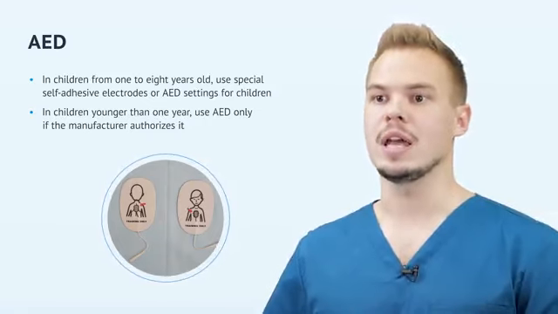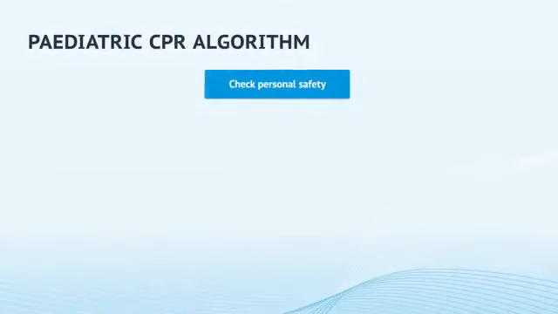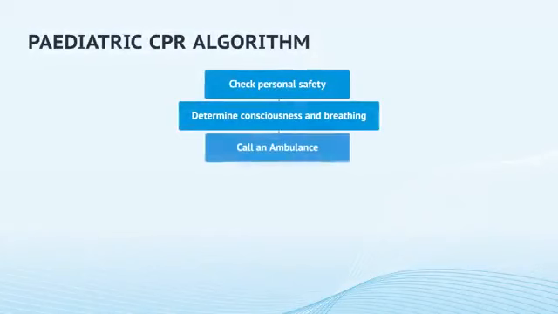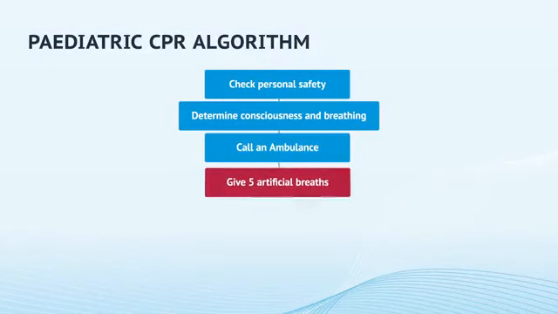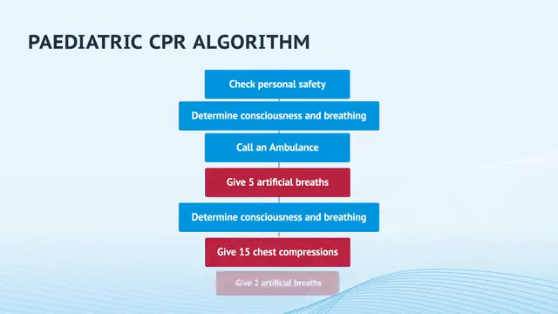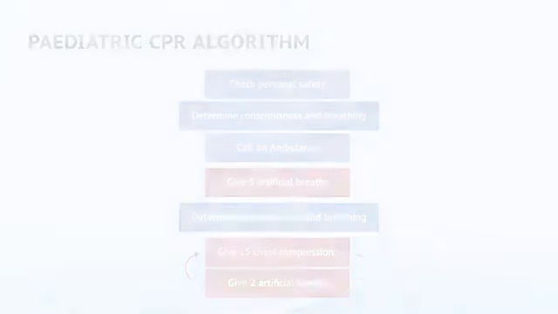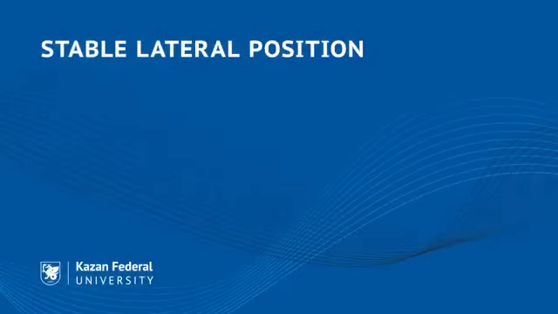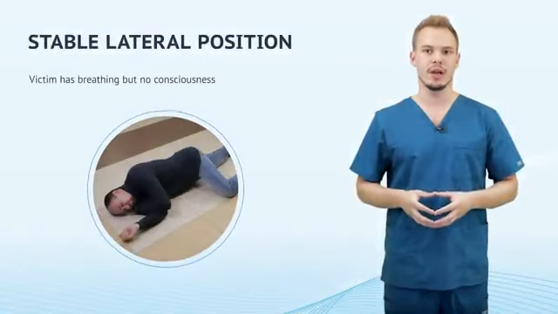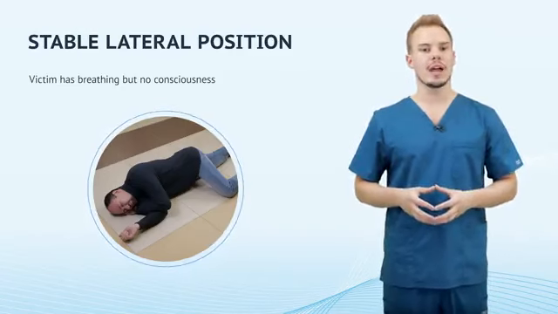So we have examined the first aid in the absence of breathing and consciousness in children. Now we will look at how to transfer a victim who is breathing but unconscious to a stable lateral position. To do this, perform the following actions.